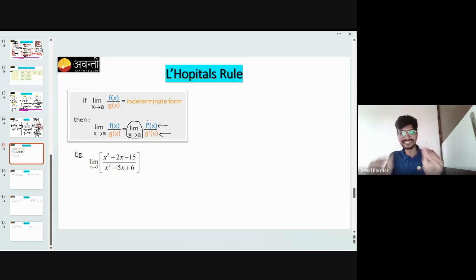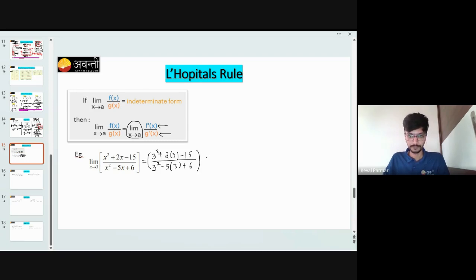It will be clearer if we take this example I have written here. So let us first check by direct substitution method whether it is an indeterminate form or not. If I use direct substitution, this will be 3 square plus 2 into 3 minus 15 upon 3 square minus 5 into 3 plus 6, which comes to 9 plus 6, 15 minus 15, 0, upon 9 plus 6, 15 minus 15, 0. So this is the first indeterminate form, 0 upon 0.